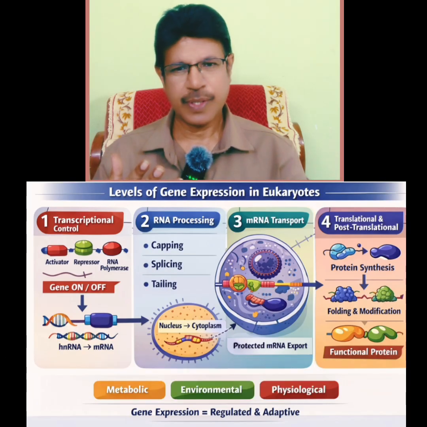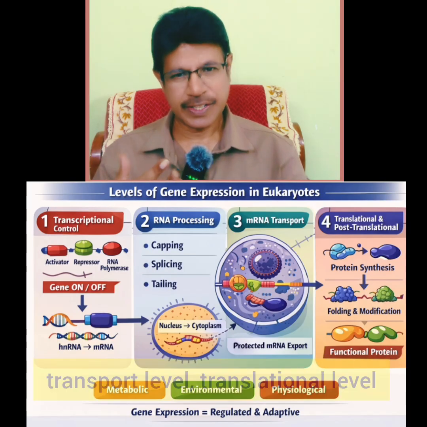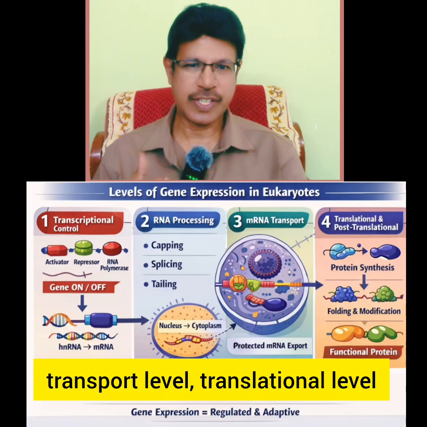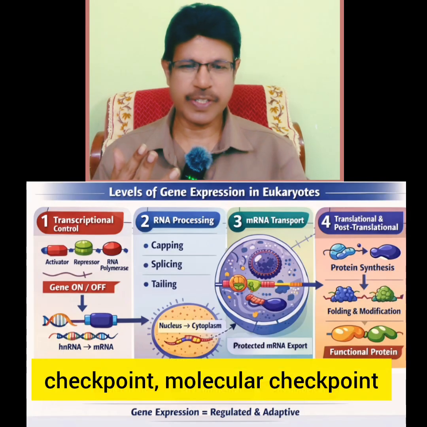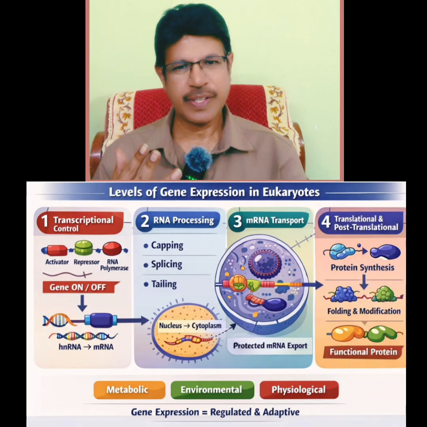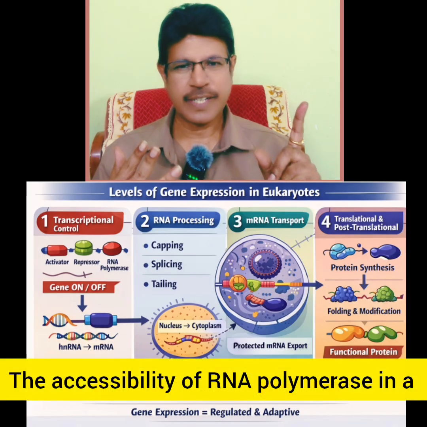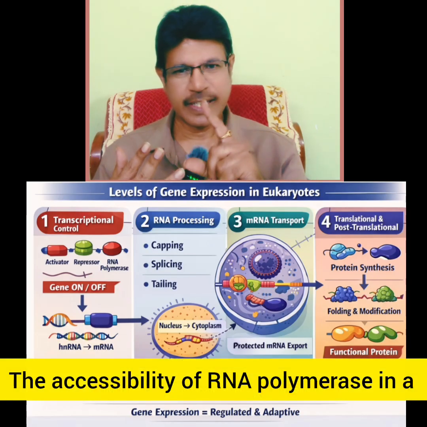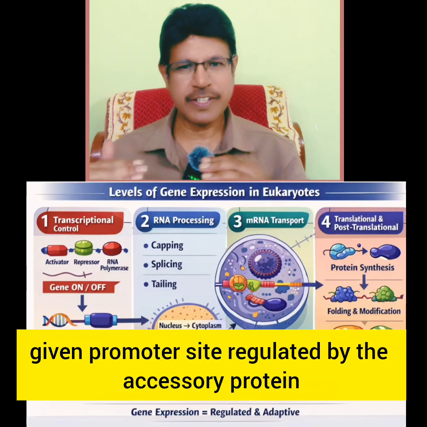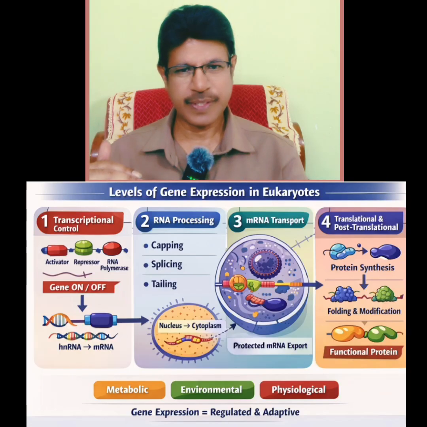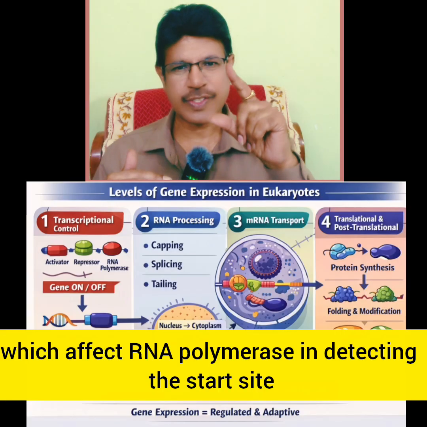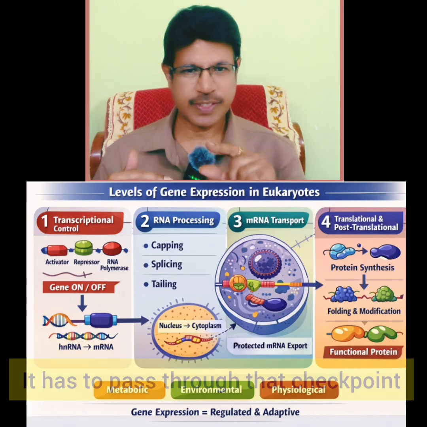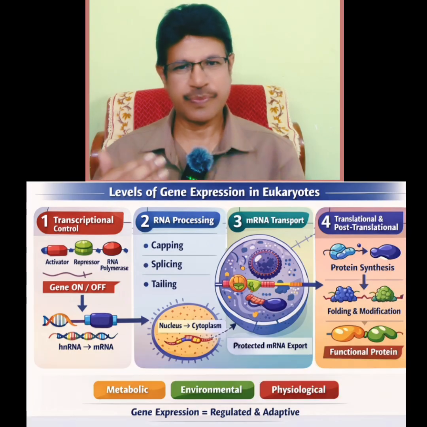Transcriptional level, processing level, transport level, translation level. The transcriptional level is the first molecular checkpoint. The accessibility of RNA polymerase to a given promoter site is regulated by accessory proteins, which affect RNA polymerase in detecting the start site of the structural gene. It has to pass through that checkpoint.